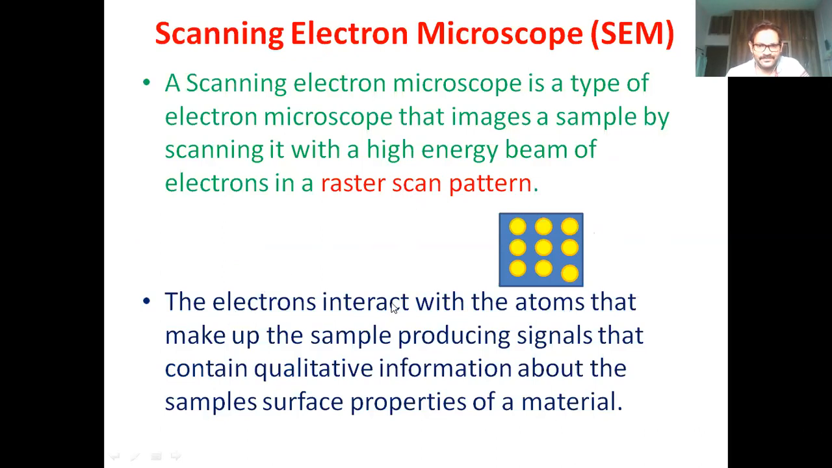The electrons interact with the atoms that make up a sample, producing signals. When they interact with the atoms, they produce signals that contain qualitative information about the surface properties of a material. What does the surface consist of? What are the atoms and how are they arranged? Everything, the qualitative information that we normally get about the surface of the specimen, comes from the interaction of electrons with the atoms in a scanning electron microscope.